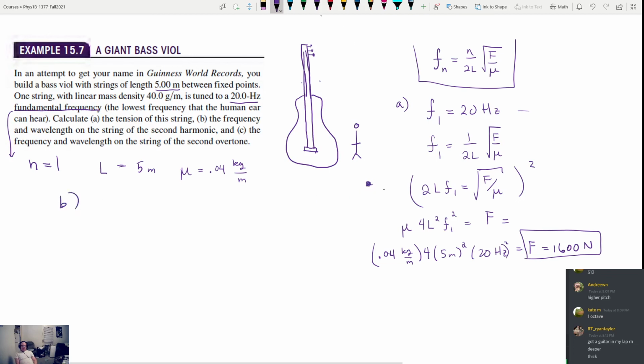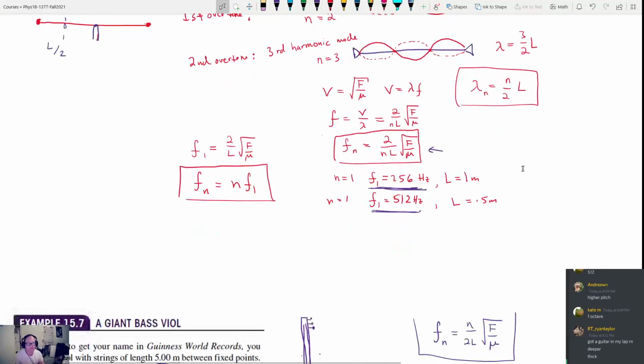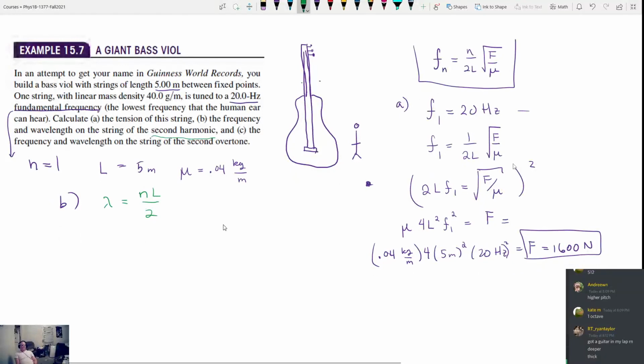Part B, the frequency and wavelength on the string of the second harmonic. Okay, so let's start with wavelength. So the wavelength, lambda, we said was equal to nL over 2. I'm going to have to scroll back and make sure I'm right about that. Yep, n times L over 2 is the wavelength. So the second harmonic means n equal to 2. So this is just going to be equal to L, so the wavelength is equal to 5 meters.